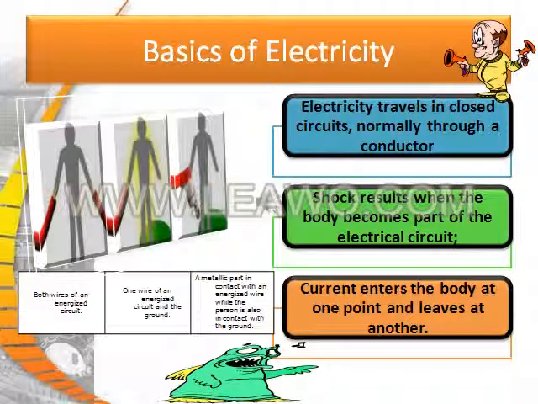Electricity travels through closed circuits, normally through a conductor. Shock results when the body becomes part of the electrical circuit. The current enters the body at one point and leaves at another.